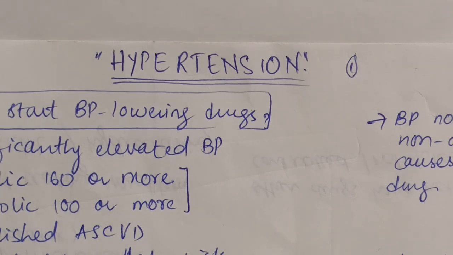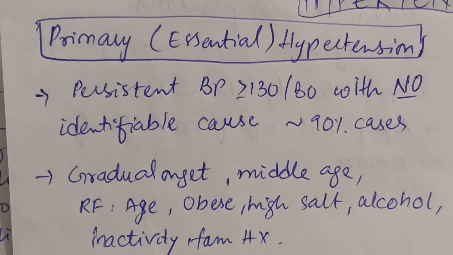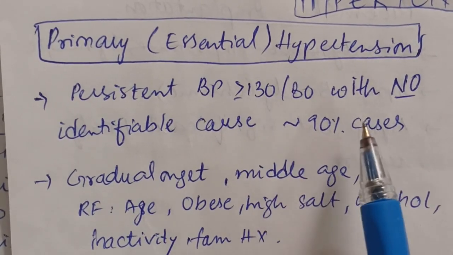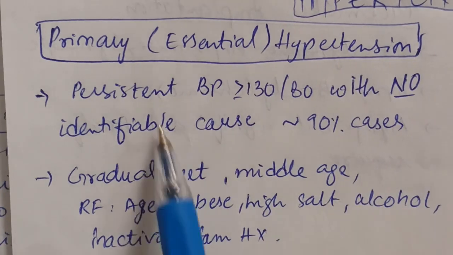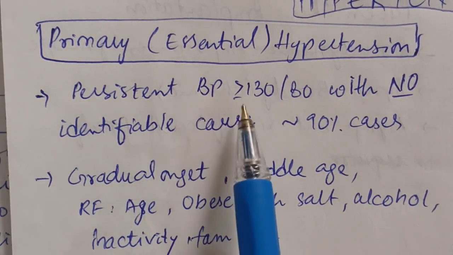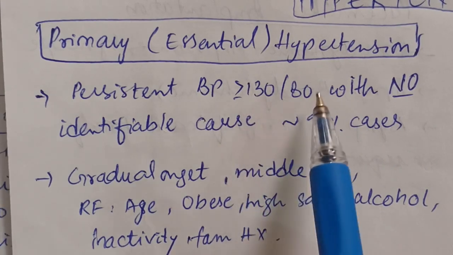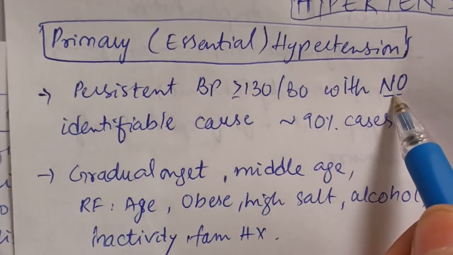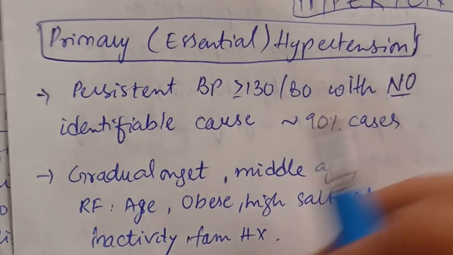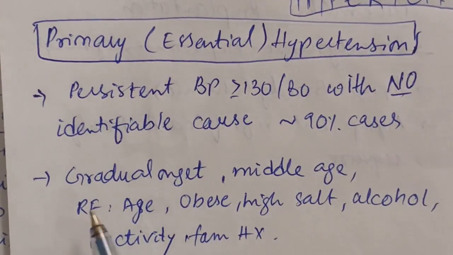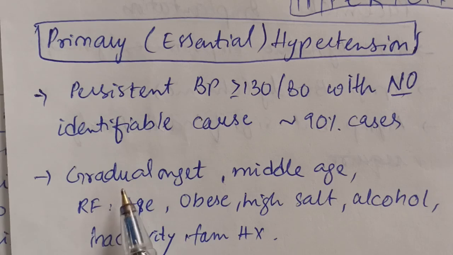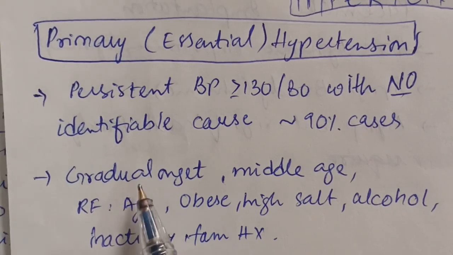So, starting with that, first let us understand what are the different types of hypertension. First of all, we have primary and essential hypertension, and it is the most common cause of hypertension, and it is present in 90% of the cases. So, it is actually the persistent raised blood pressure of more than or equal to 130 by 80 with no identifiable cause. So, you have to know that there is no identifiable cause in the case of primary or essential hypertension, and the patient would complain of gradual onset.